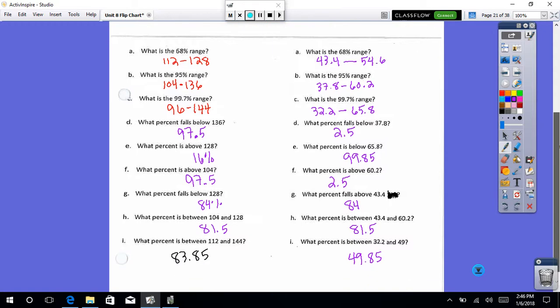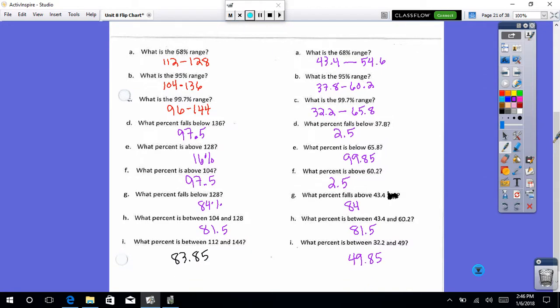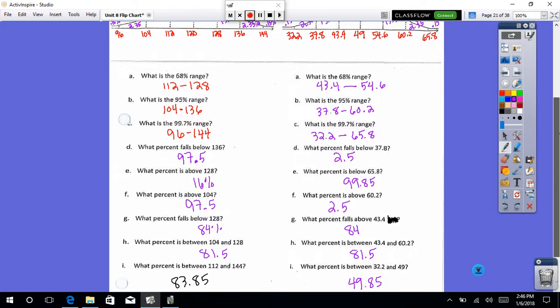Give y'all a minute to look over that to make sure, so I can show you the ranges right there too.